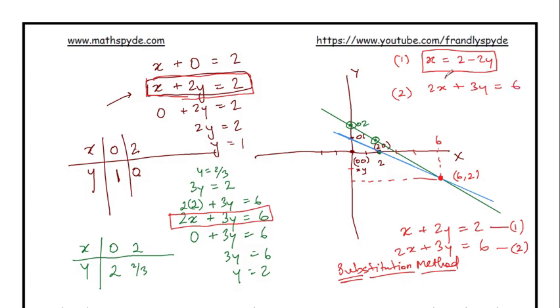If I substitute this in place of x, I get 2 times (2 minus 2y) plus 3y equals 6. So I get 4 minus 4y plus 3y equals 6. Then I end up getting 4 minus y equals 6, because minus 4y plus 3y is minus y.